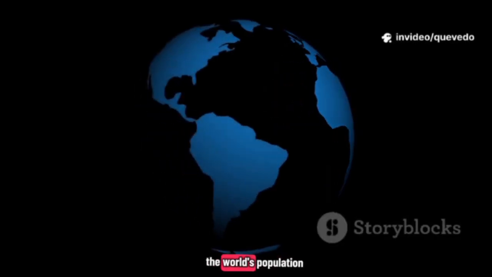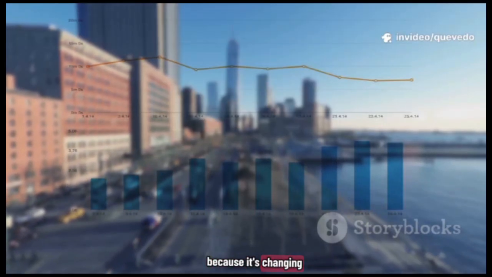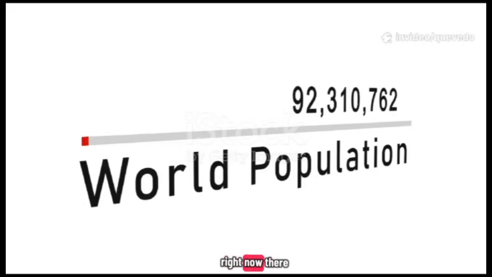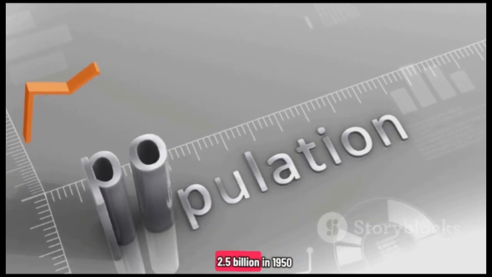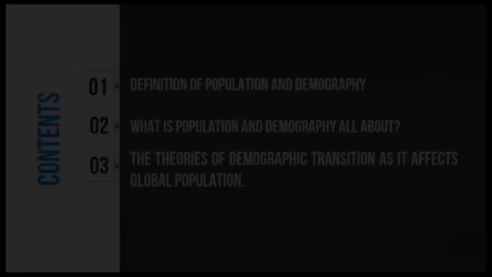Let's talk about the world's population, because it's changing faster than you might think. Right now, there are about 8 billion people on Earth. That's a massive jump from just 2.5 billion in 1950.